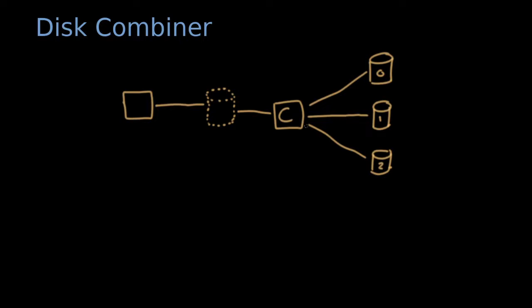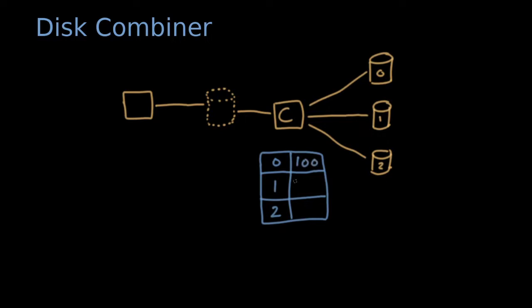Now, when the disk combiner starts up, it needs to check the sizes of each of the disks and maintain these sizes in a table. So we have 3 physical disks, 0, 1, and 2. The disk combiner asks the first disk, how large are you? And it answers back 100. The second disk answers 400. And the third disk 200.